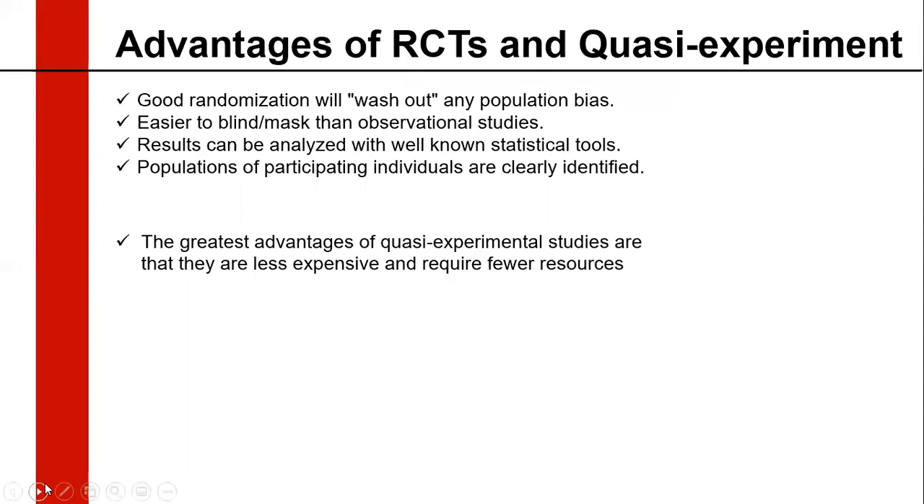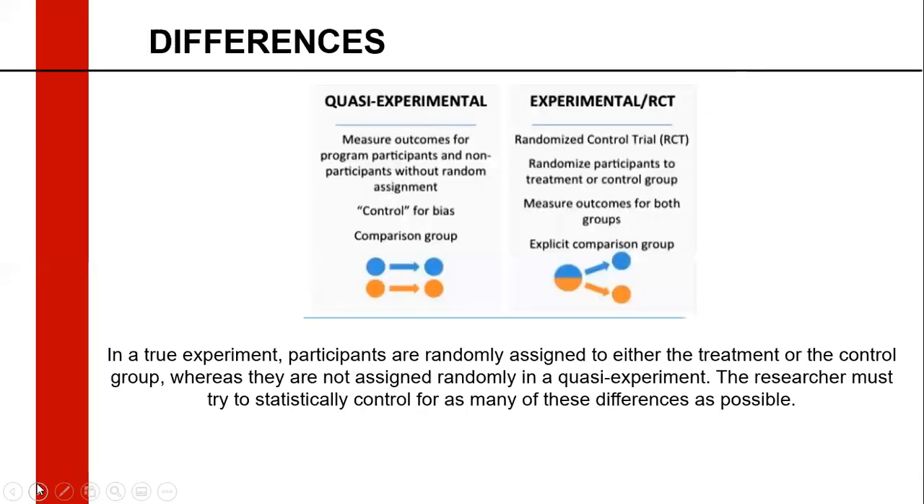Okay, so we have some advantages of the RCTs: good randomization and easier to blind or mask than observational studies. Results can be analyzed with well-known statistical tools. Populations of participating individuals are clearly identified. So there is more control for bias. And then for the quasi-experiment, the greatest advantages would be that they are less expensive and require fewer resources.